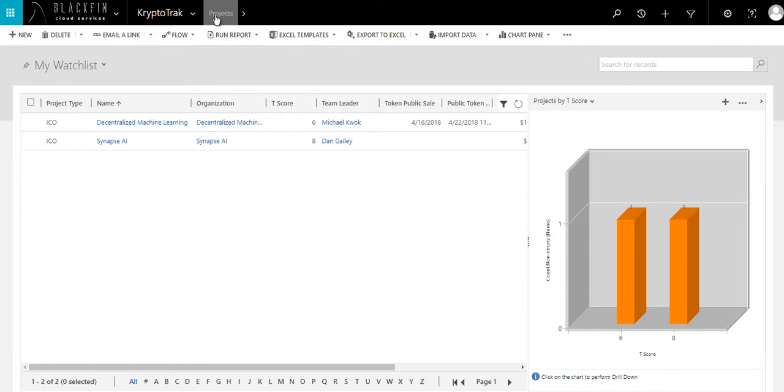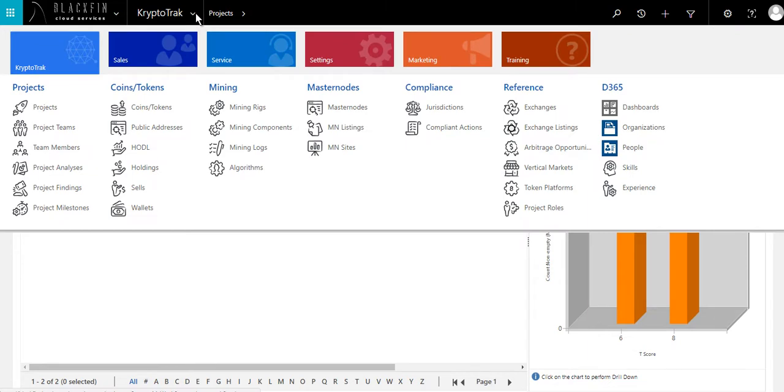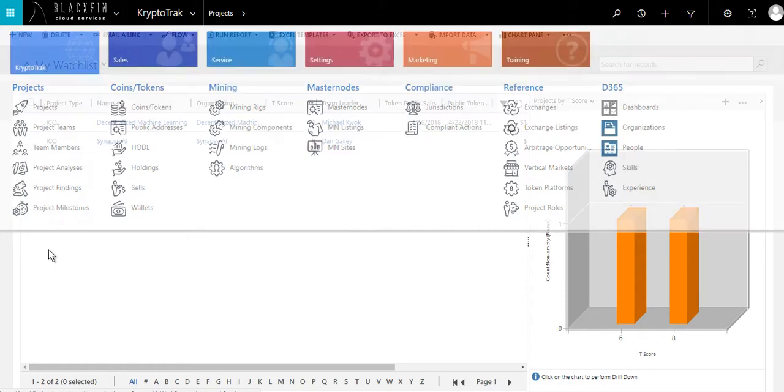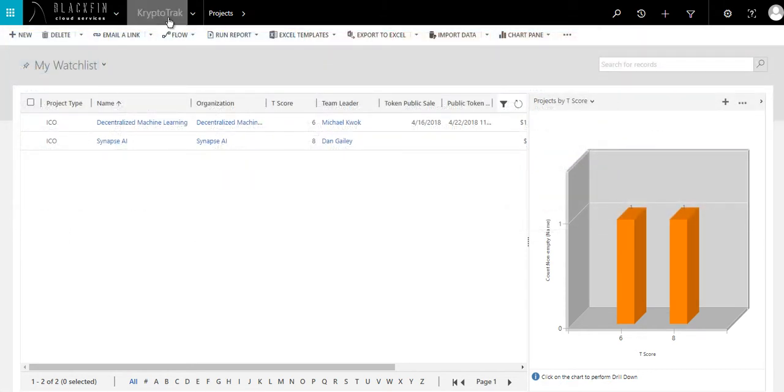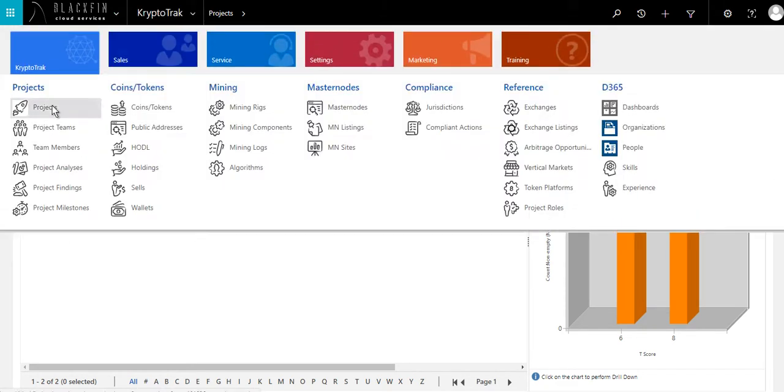So this is KryptoTrak software, and what we're doing here today is we're going to use this software for some analyses of a couple of blockchain projects. That's what this software was intended to do. It's intended to provide support for some serious analysis of blockchain and cryptocurrency projects, among other things. We won't go into too much detail, but you can see there's coins and tokens, there's mining, there's masternodes, there's compliance, there's some exchanges and trading information, and there's also skills and experience.